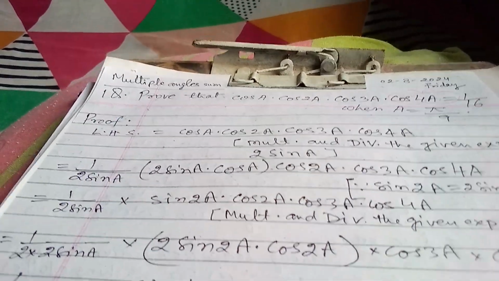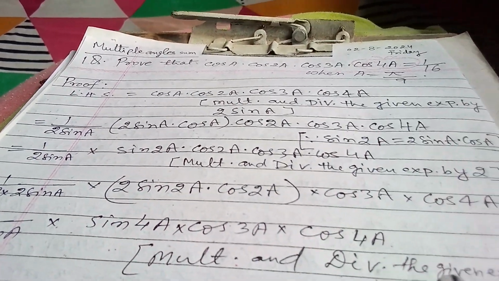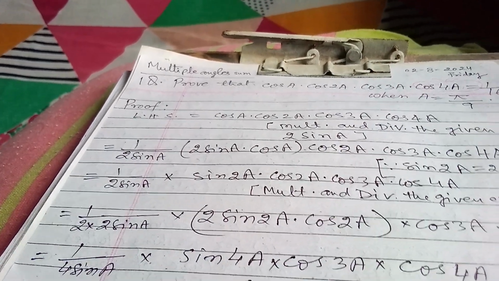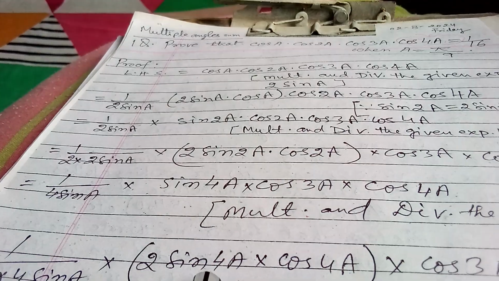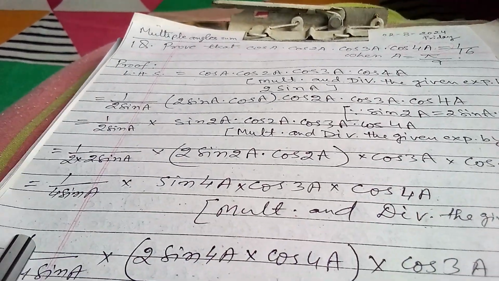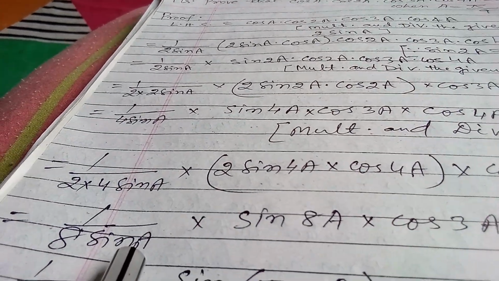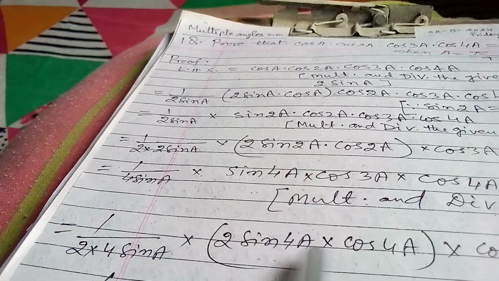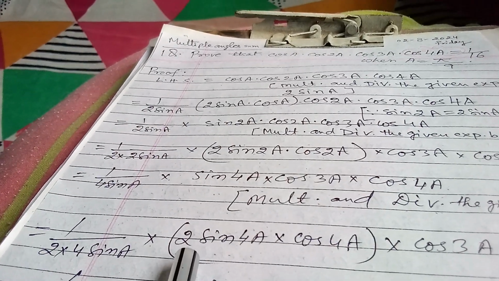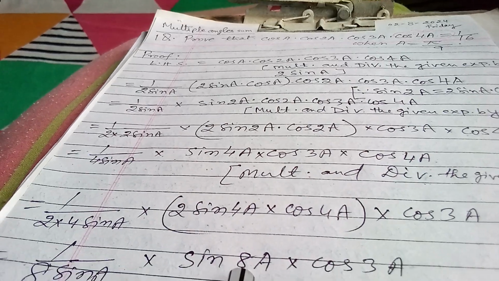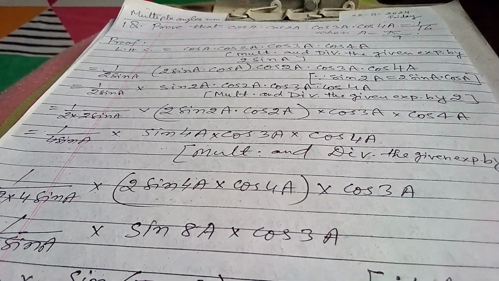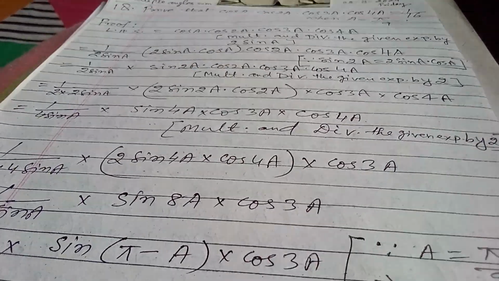And now, again we multiply and divide the given expression by 2. And here we get 1 by 2 into 4 sin A into 2 sin 4A into cos 4A into cos 3A. Again, here it becomes 1 by 8 sin A. And this 2 sin 4A into cos 4A becomes sin 2 into 4A, that is sin 8A, into cos 3A.